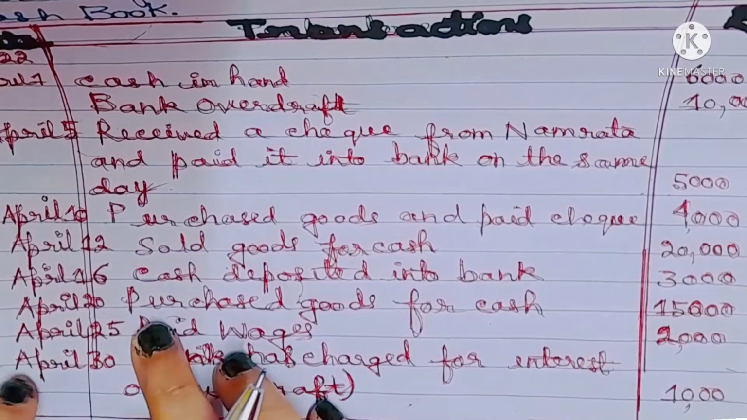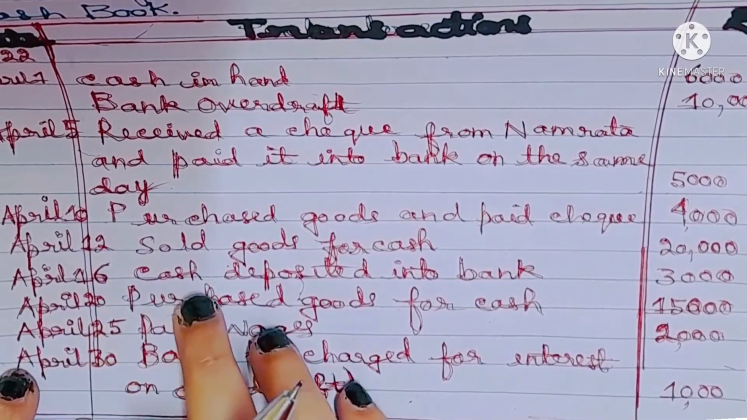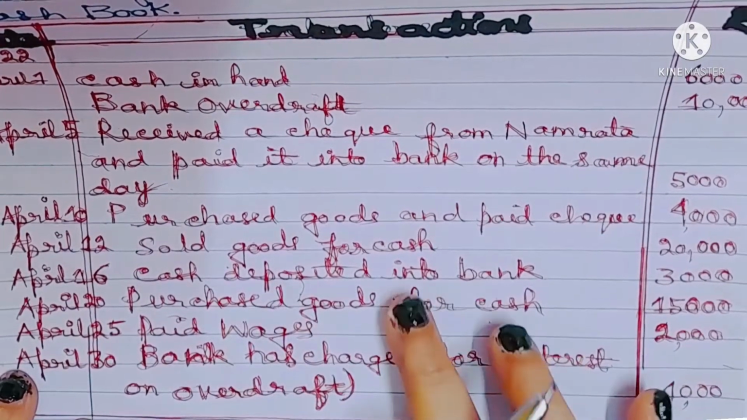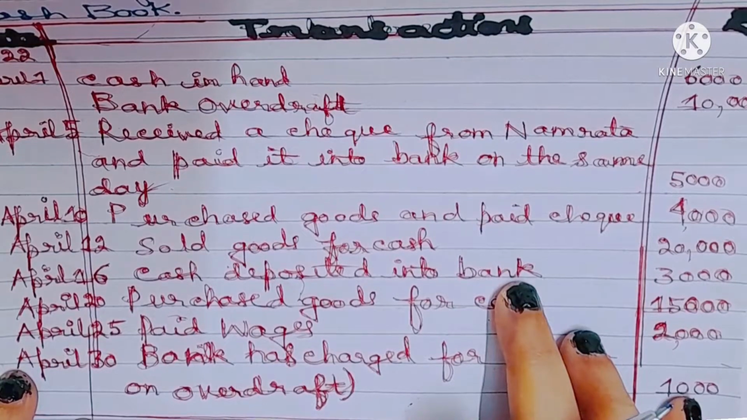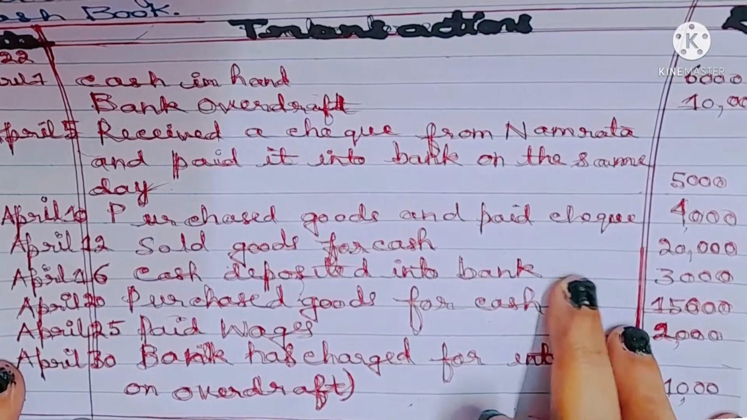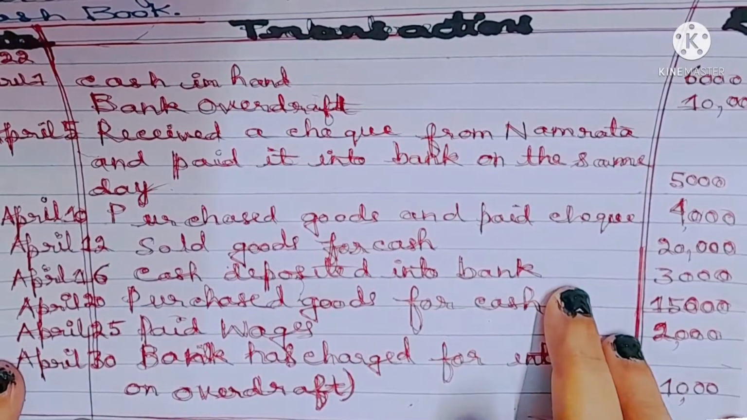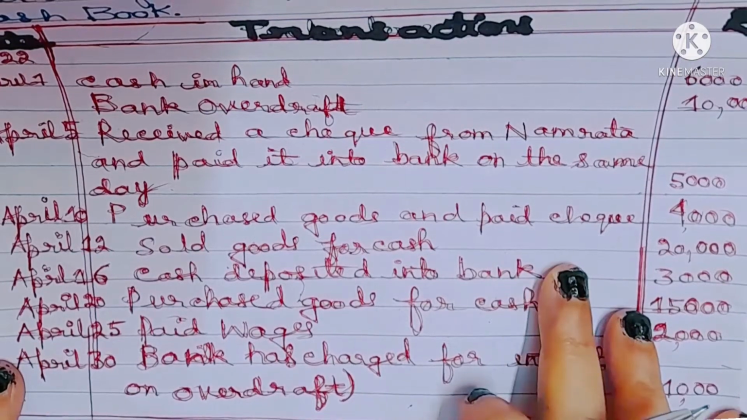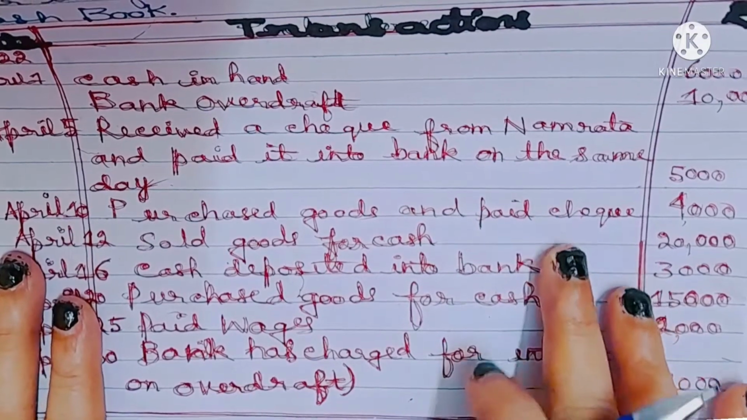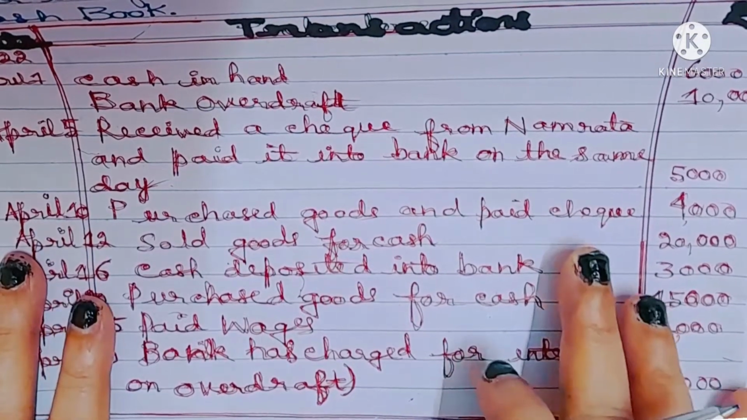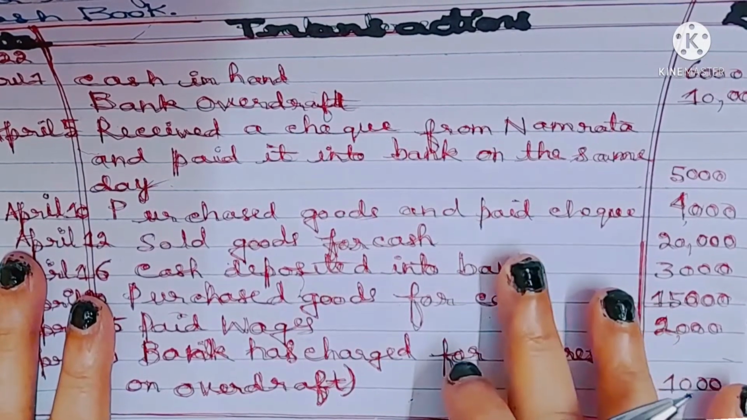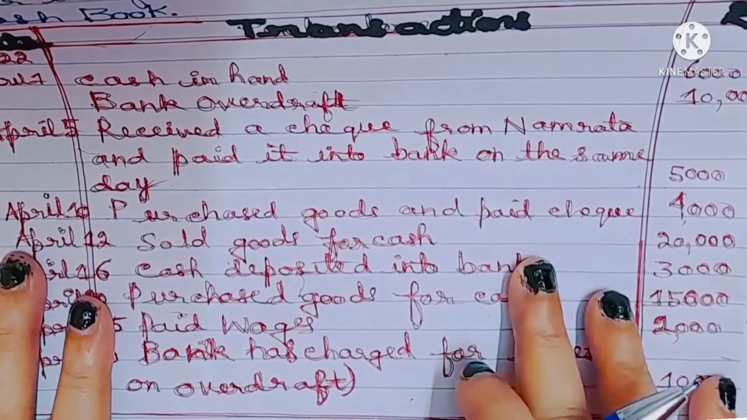The next transaction is on 16th April, cash deposited into bank 3,000. So what is this? Cash deposited into bank. This is a contra entry. So what will be the journal entry? The journal entry will be bank account debit to cash account. So this is a contra entry. Contra entry means opposite. I have already made a video on contra. If you are really interested, you can watch my video titled Contra Entries. I have explained contra entries in detail with journal entries.